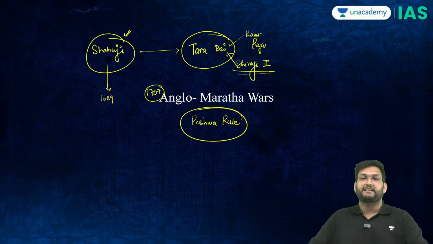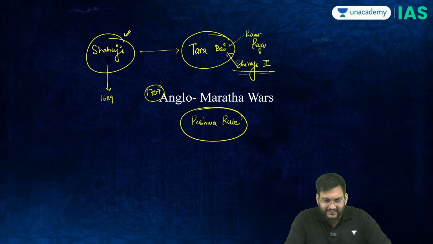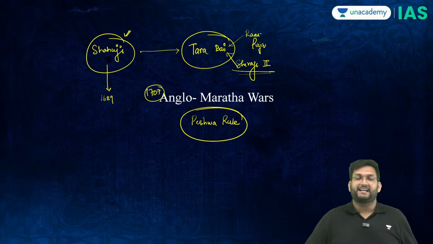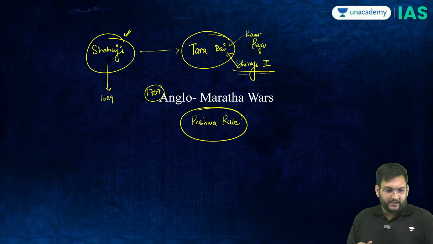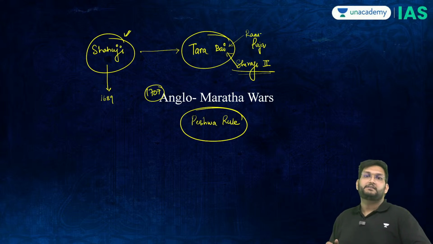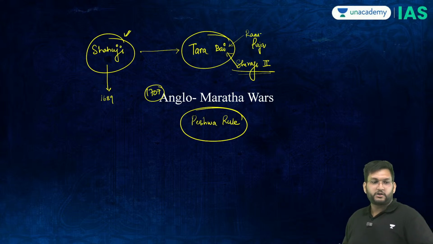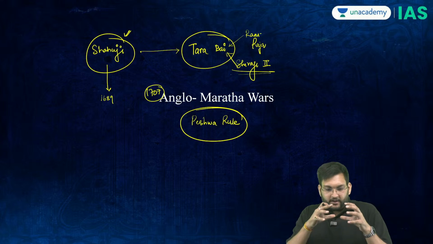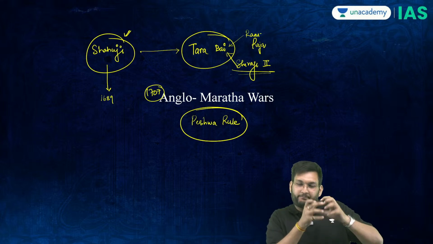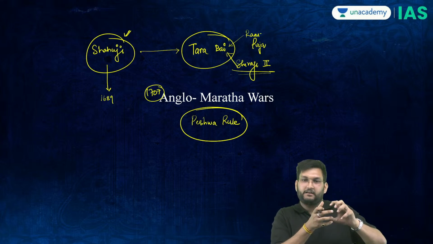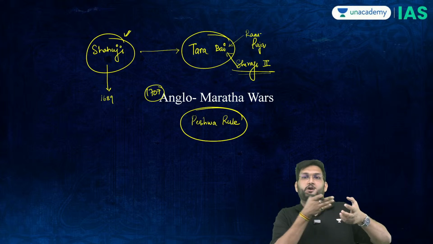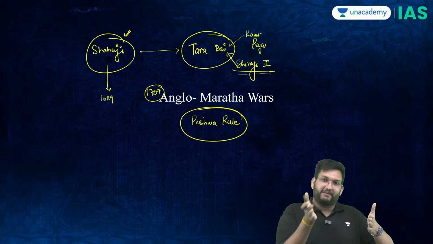And this is where basically there is going to be a certain civil war, and that civil war is between Shahuji and Tarabai. And this is where you will see that there is internal politics happening in the Maratha sector, which will in turn lead to a certain inroad of the British, which I will develop in front of you.